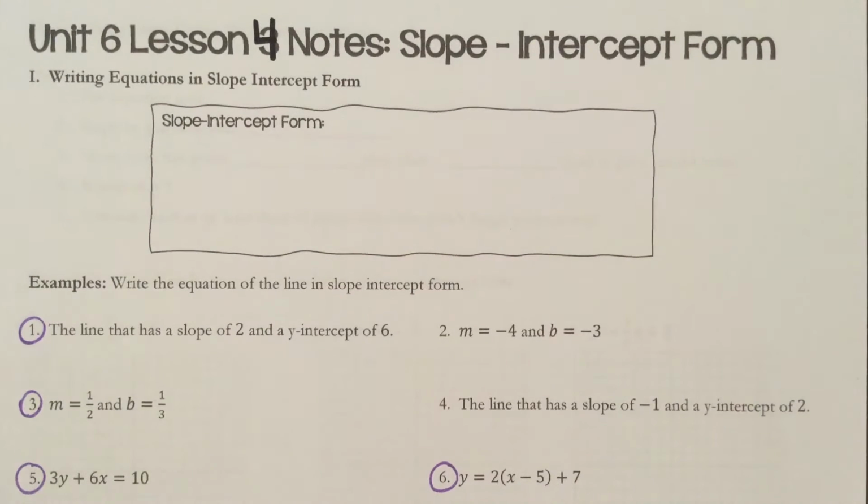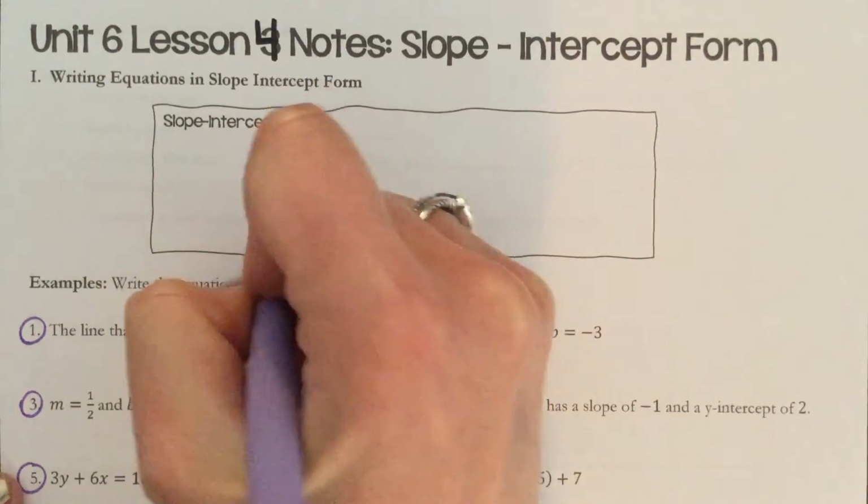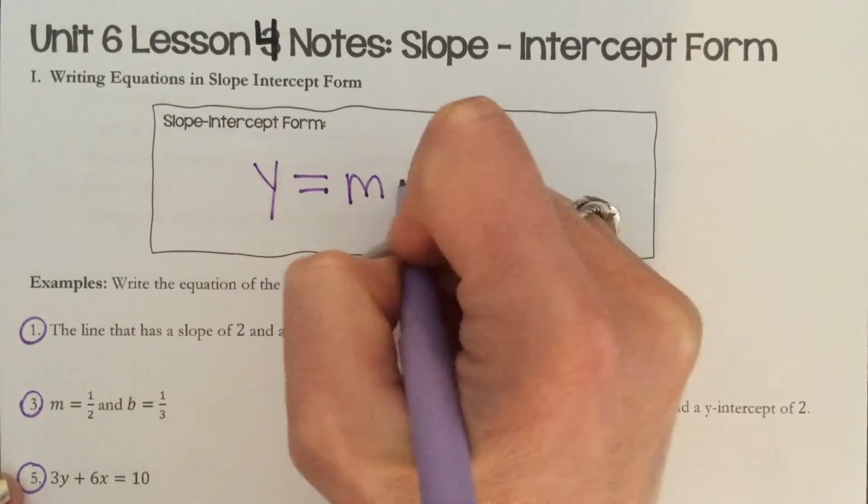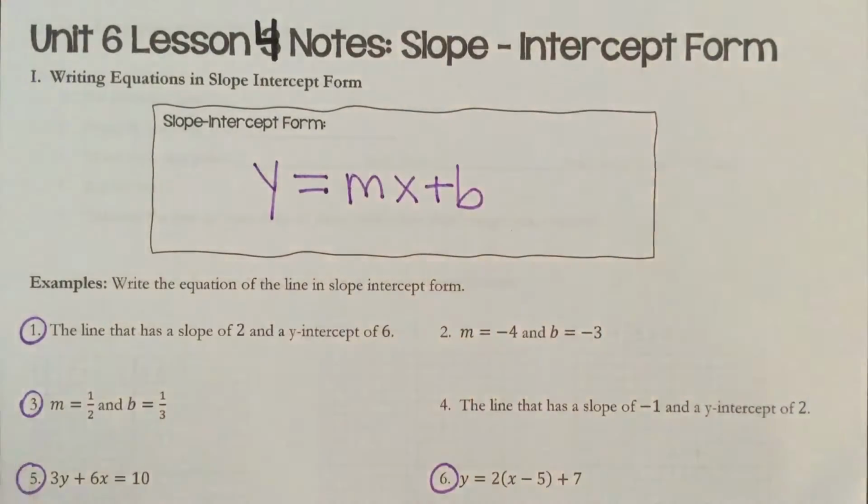Welcome to Unit 6, Lesson 4. Today we want to take a deep dive into slope-intercept form. We mentioned slope-intercept form during Lesson 1. Slope-intercept form looks like y is equal to mx plus b.